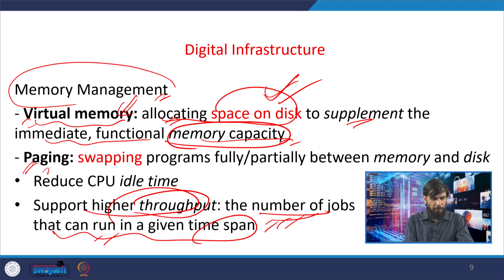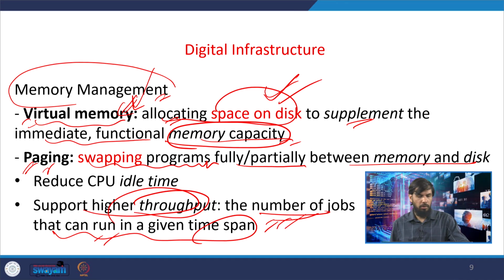Then there is another concept called paging. What happens in paging? We swap programs fully or partially between memory and disk. When we said virtual memory, this is how it is put to use. Some of the programs are swapped fully or partially between memory and disk, and because of this paging, this swapping, virtual memory can work. Therefore, we can have higher throughput, and we can also reduce CPU idle time, so the CPU can be better utilized because of these concepts. So, this comes under memory management.